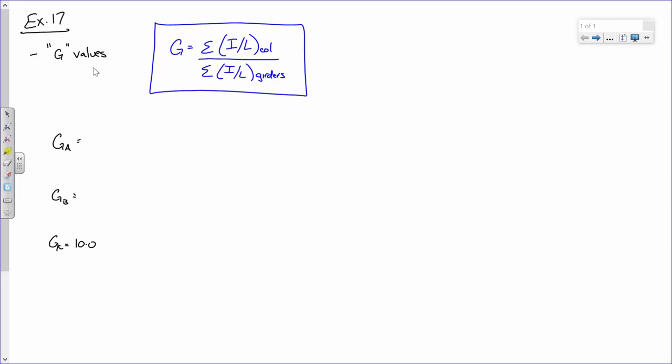All right, let's take this point A first. Let me ask you a question: how many columns frame into point A? One. How many girders? Two. So here's what I propose. GA is computed as the I of the column over 14 feet, over the I over L for each of those two girders. So 1830 over 40.